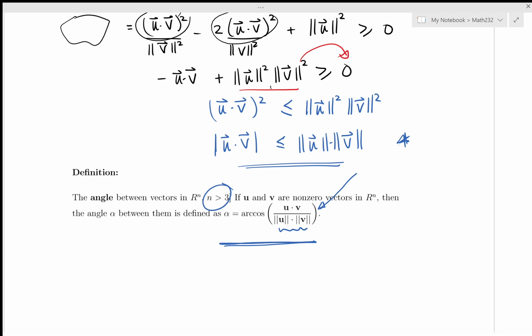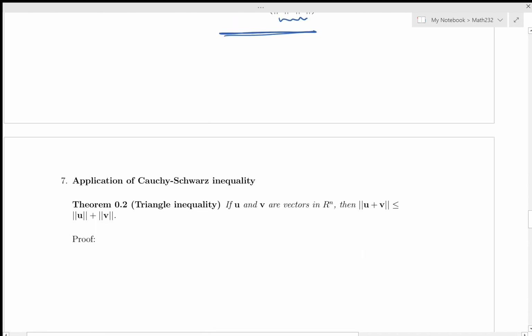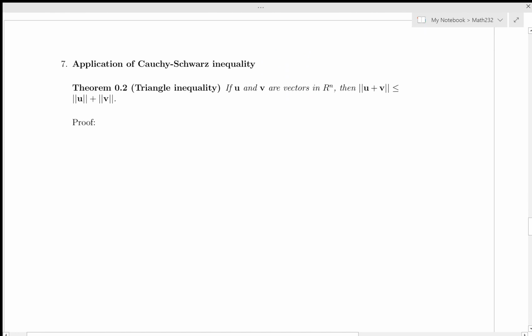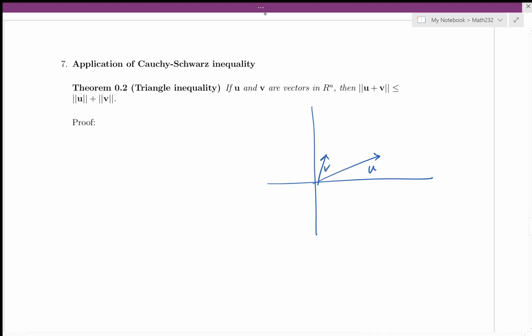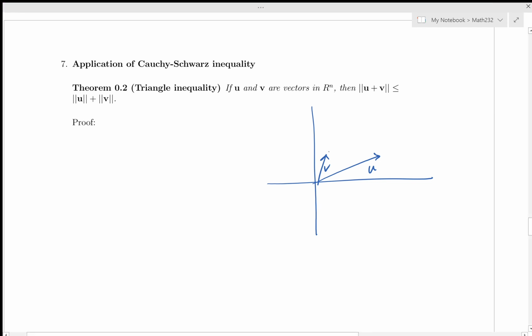Okay, next application of the Cauchy-Schwarz inequality is the triangle inequality. You are undoubtedly aware of this in the two-dimensional model. Let's just draw that. We've got u, and we've got v like that, our u and our v, and then what we do is we add those two together. So we would move u up here like that. So that's also u, and then we would use a triangle here.